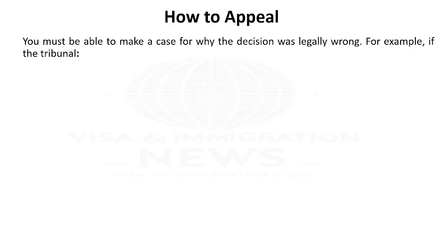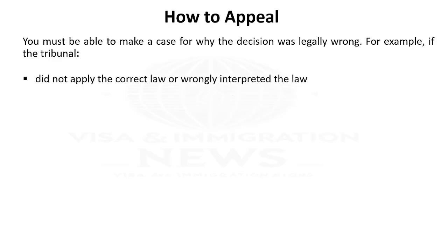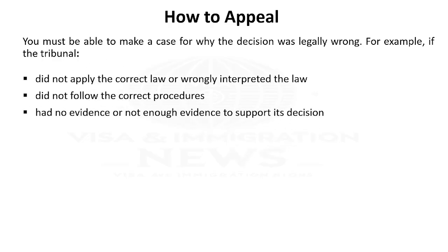How to appeal. You must be able to make a case for why the decision was legally wrong. For example, if the tribunal did not apply the correct law or wrongly interpreted the law, did not follow the correct procedures, or had no evidence or not enough evidence to support its decision.